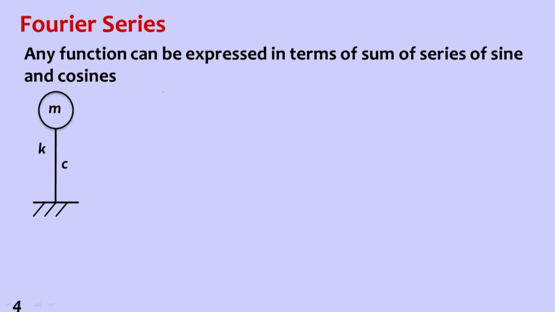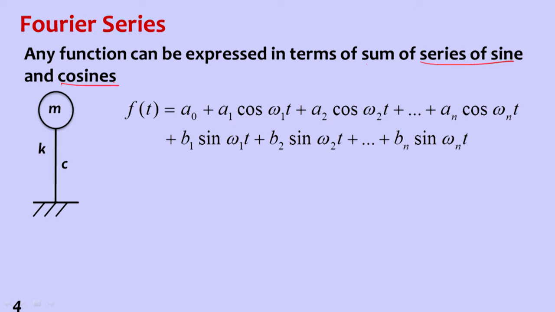So first let us discuss briefly a Fourier series. Any function can be expressed as a sum of a series of sine functions and cosine functions. So you can see that a force or displacement or any signal f of t can be represented like this. a0 is a constant, then a1 cos omega 1 t, a2 cos omega 2 t, like that series, and sine terms, up to n. n can be any number, it can go up to infinity also.